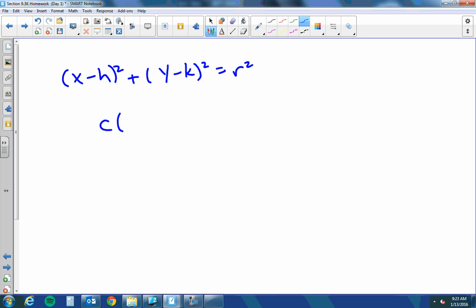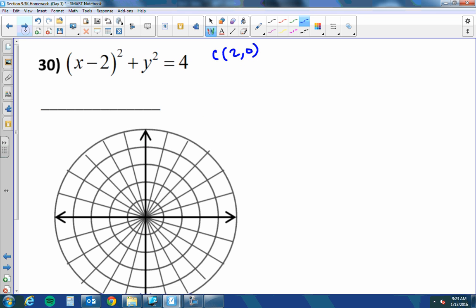So the center is (h, k), which, once again, has coordinates that are the opposite of what you see in the equation. And r is the square root of that. So from here, you know the center is at (2, 0) and the radius is 2, which means you're dealing with this circle here.